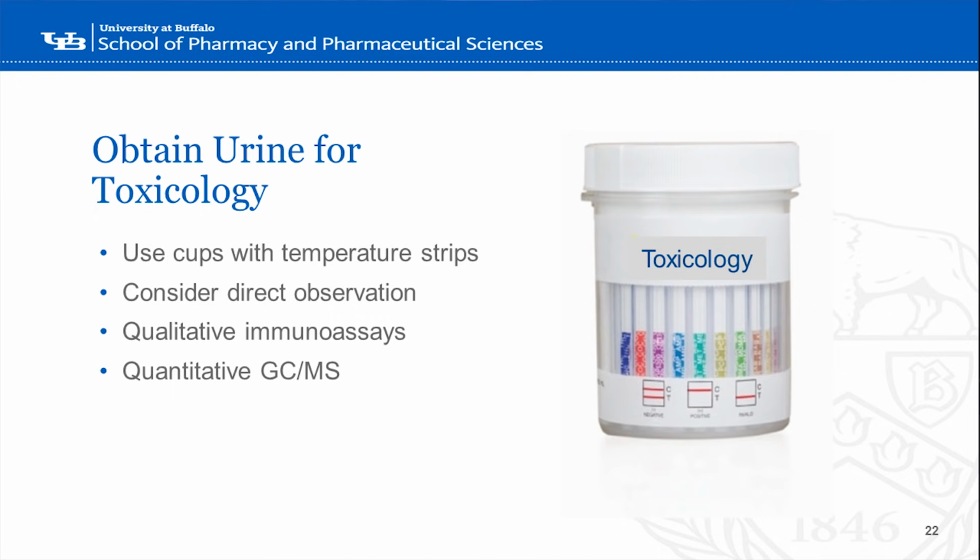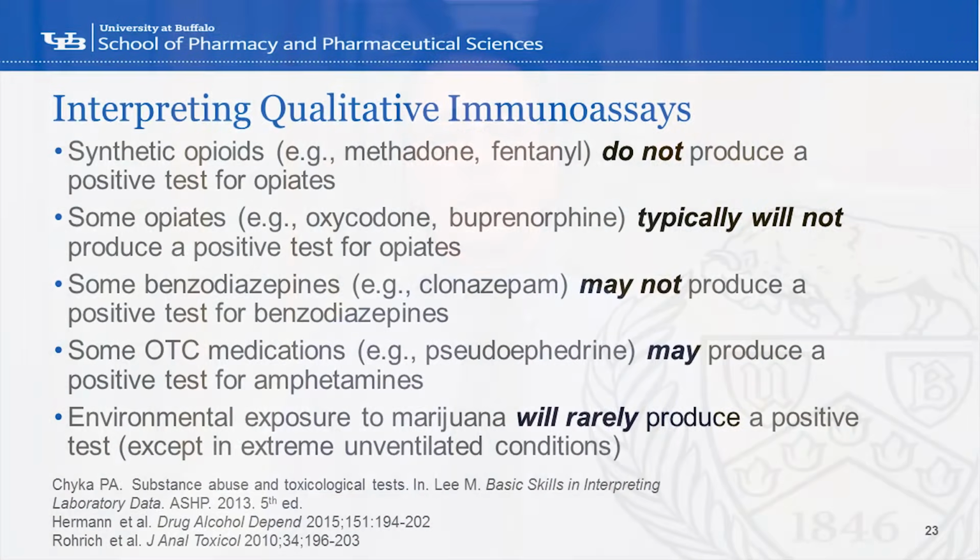And you can use these qualitative immunoassays as a screening test or a quantitative gas chromatography mass spec as a confirmatory test. Let's talk a little bit about the interpretations of these qualitative immunoassays. You have to remember that opiates are a subset of opioids. All opiates are opioids, but not all opioids are opiates. So therefore, the synthetic opioids such as methadone and fentanyl do not produce a positive test for opiates.